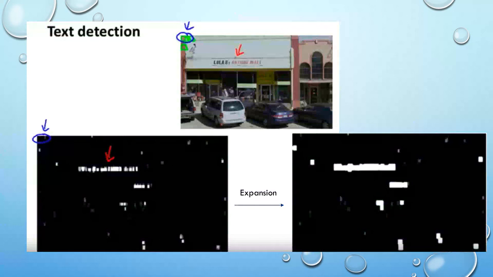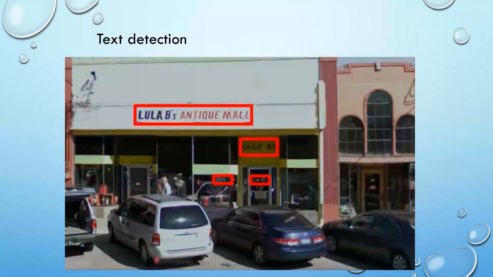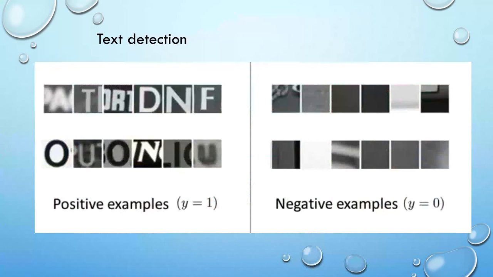Yeah, I think so too. For pedestrians, it's a bit easier because the ratio is fixed. So you will know what the ratio is. You just need to change the size of the picture, then you'll find all the pedestrians. But for photo text detection, that will be more complicated because you have to know what the size of the pictures is.